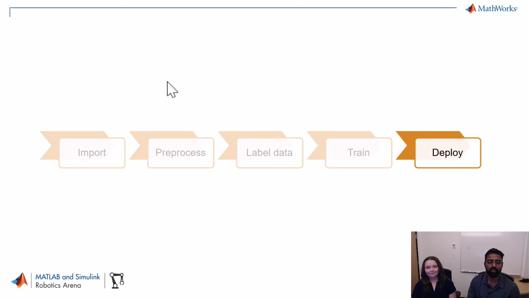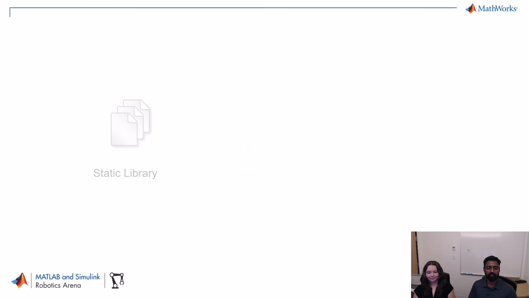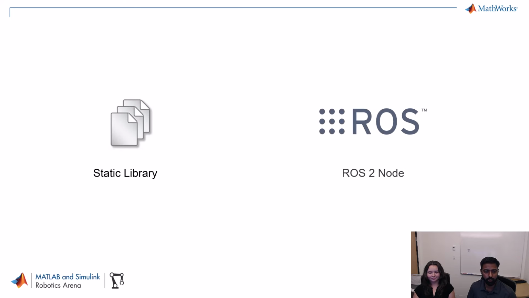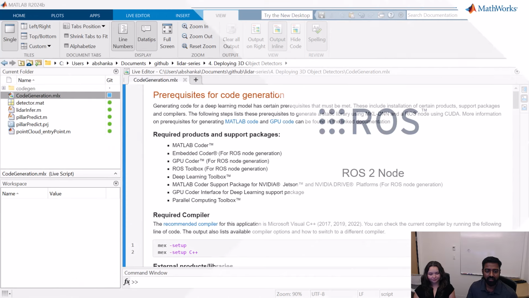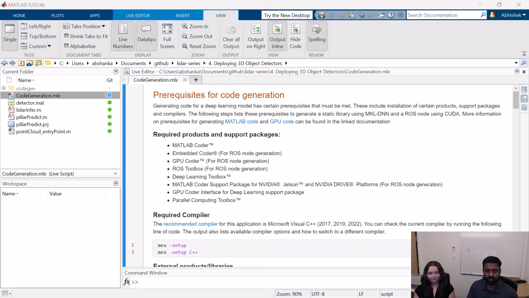You can also find all the code from the series on GitHub, and you can find the link in the description. For this series, we will be generating a static library with MATLAB Coder and a deployable ROS2 node on a Jetson, which uses the available CUDA cores. But before we begin with code generation, there are some prerequisites that must be met. These prerequisites are listed in the script here, and the relevant documentation pages are linked as well.